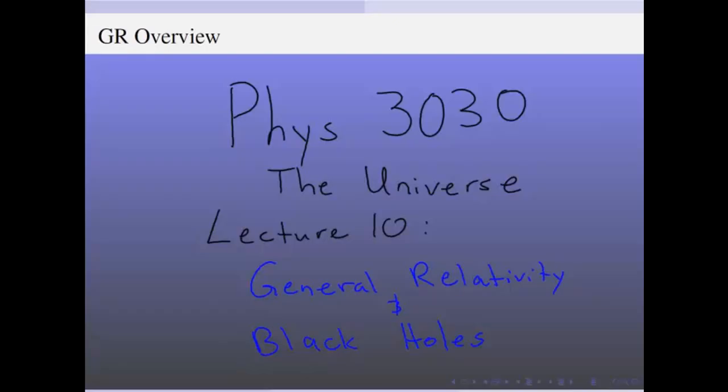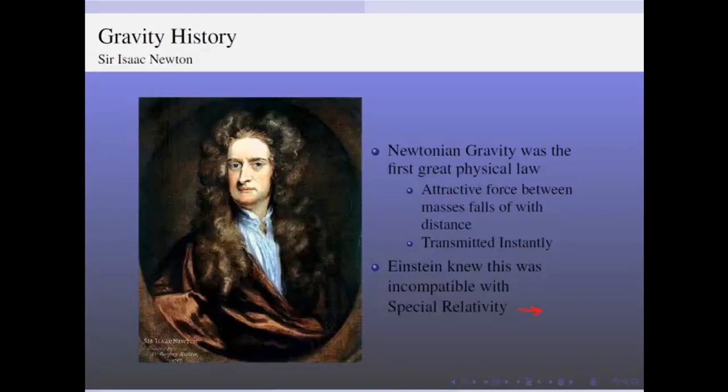All right, welcome to Physics 3030, the universe. And special relativity says that nothing can move faster than the speed of light. That's what this is really telling us, that nothing is greater. There's no velocity greater than c. That just does not happen. And so Einstein set about trying to remake gravity, trying to mix Newtonian gravity with his theory of special relativity.